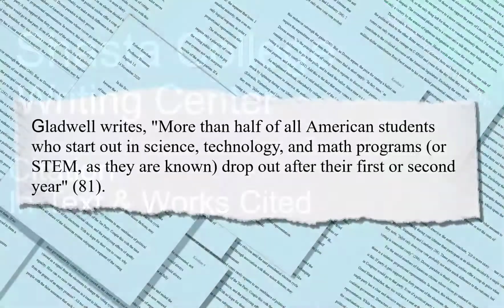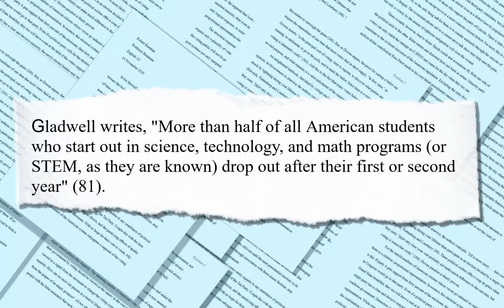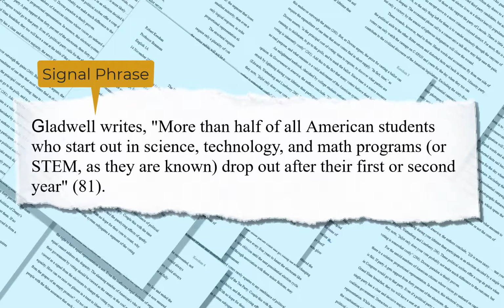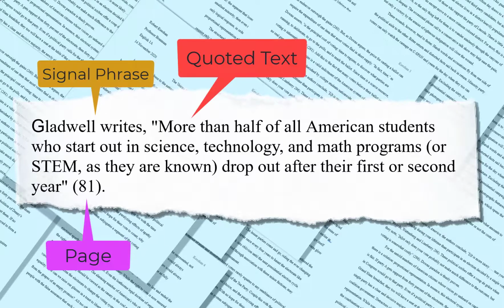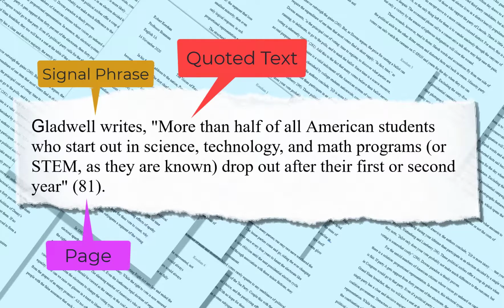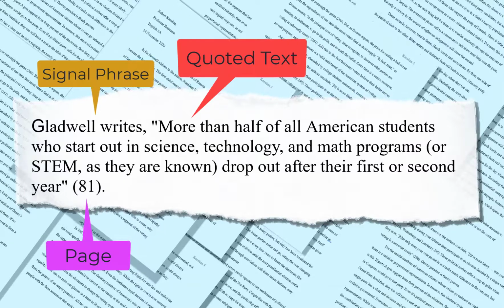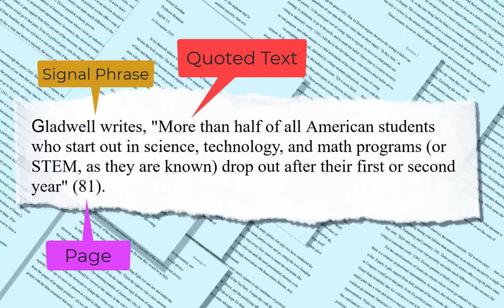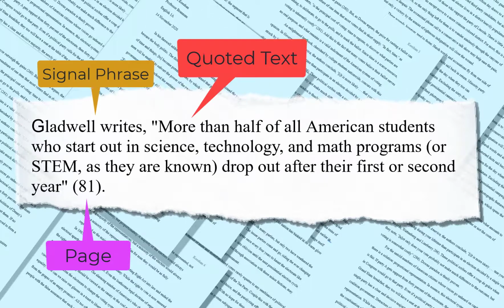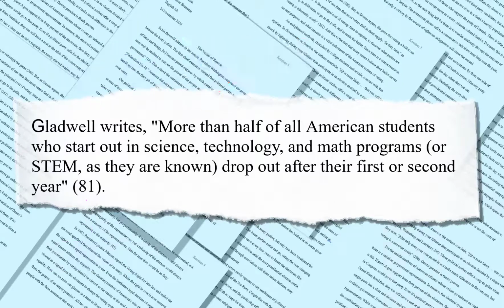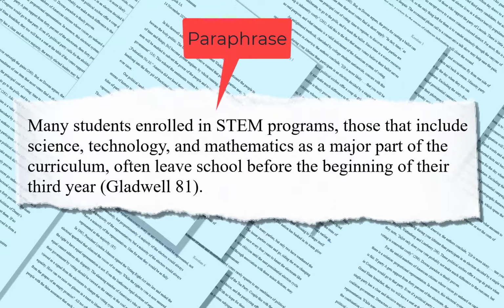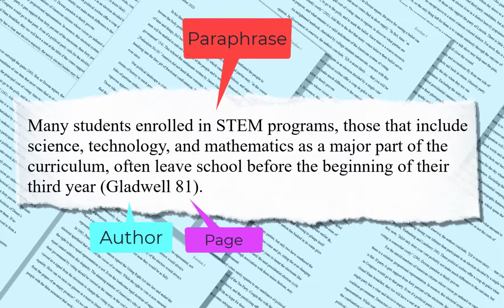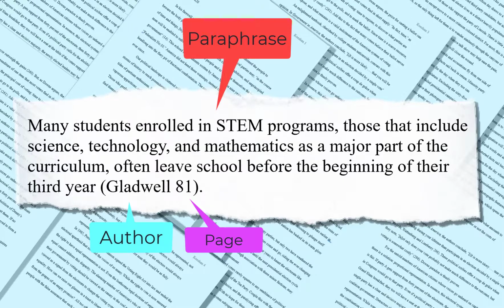First, let's look at a quotation from Malcolm Gladwell's book, David and Goliath. Here you see Gladwell's name in the signal phrase, the quoted material, and then an in-text citation showing what page this quote can be found on. Now, say you were going to paraphrase that last quotation and not use Gladwell's name in the signal phrase. Here you have the paraphrased material. Then, in the in-text citation, you see Gladwell's name and the page number indicating where the material can be found.